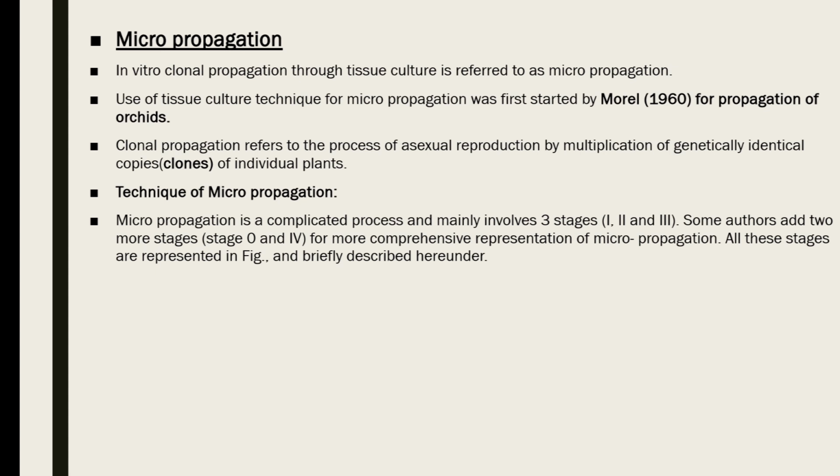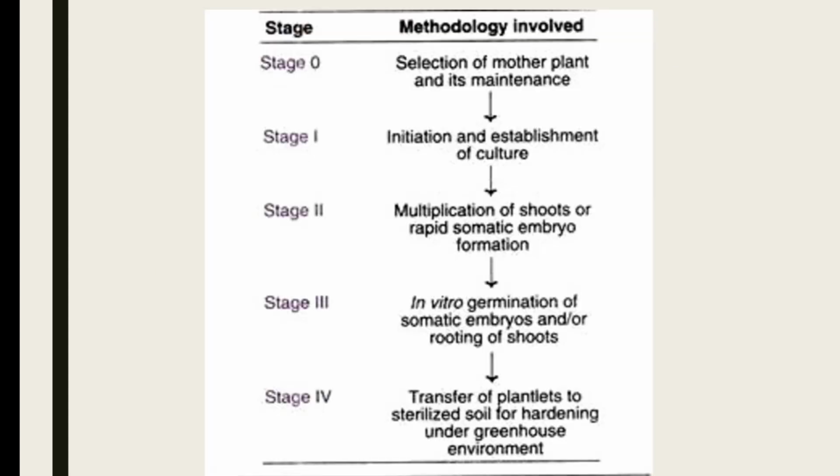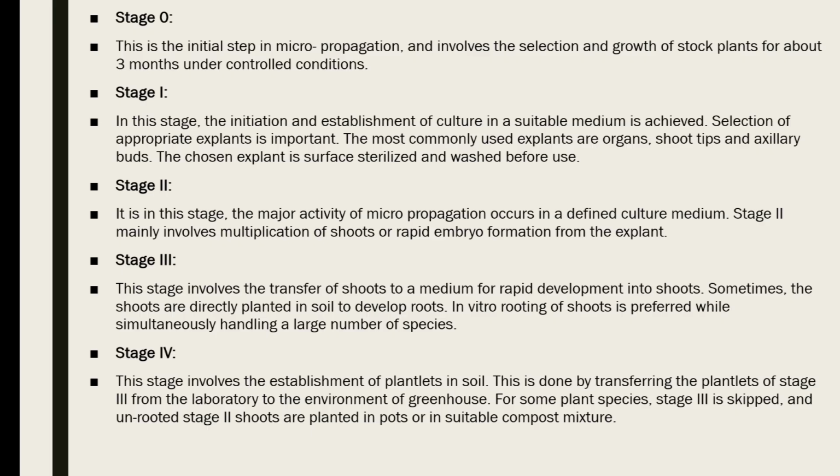Technique of micropropagation. Micropropagation is a complicated process and mainly involves 3 stages: 1, 2 and 3. Some authors add 2 more stages, stage 0 and stage 4, for a more comprehensive representation of micropropagation. All these stages are represented in the figure and briefly described hereunder. Micropropagation begins from selection and nourishment of the parental plant to the successful transfer of cultured shoot, with or without root, into the nursery. Micropropagation is mainly dependent on the totipotency of the cell.